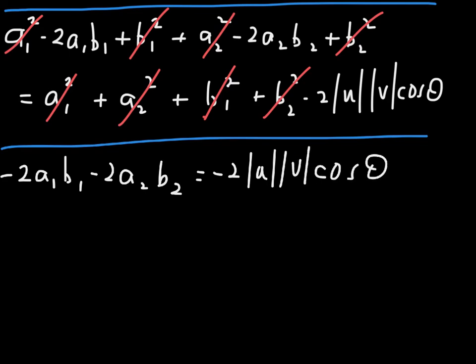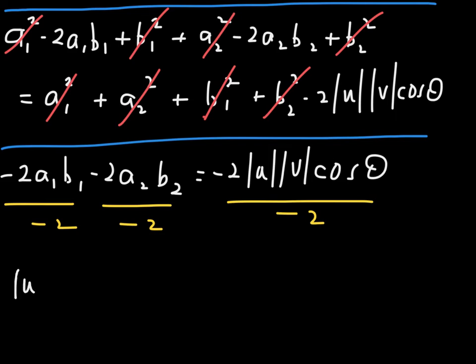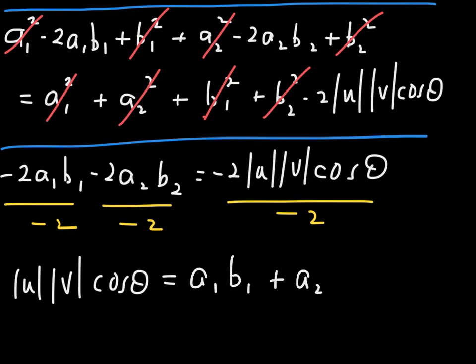Now what I would suggest for you to do is to divide both sides by negative 2. All right? And what that would give us, now on the right, I'm going to write this down first, okay? I'm going to get the magnitude of vector u times the magnitude of vector v times cosine theta is equal to this left-hand side, which turns out to be a sub 1 b sub 1 plus a sub 2 b sub 2.